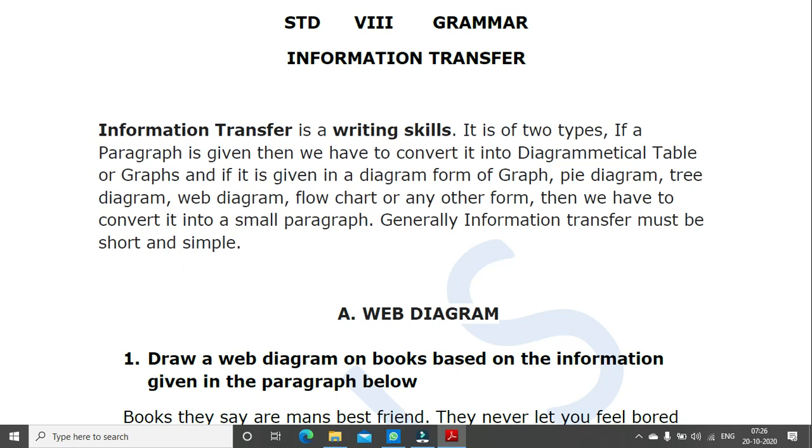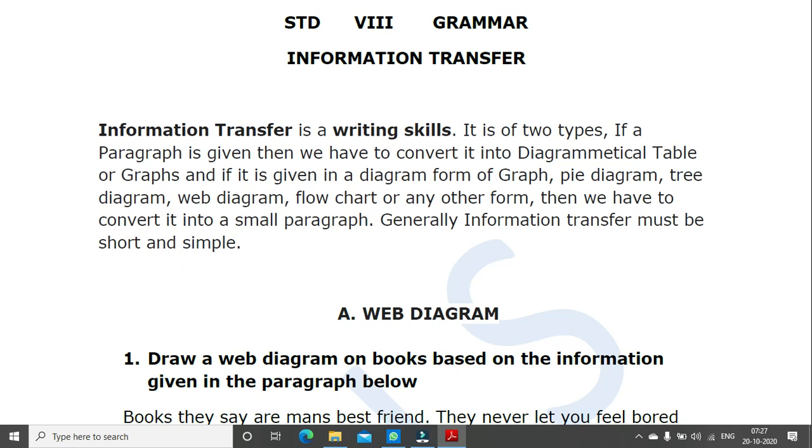When it's non-verbal form, it's in the form of figures, in the form of diagrams, in the form of tables, in the form of graphs. So that is non-verbal. Verbal is in the form of words given. So the two ways you have to do this information transfer are one from verbal to non-verbal and the other from non-verbal to verbal.